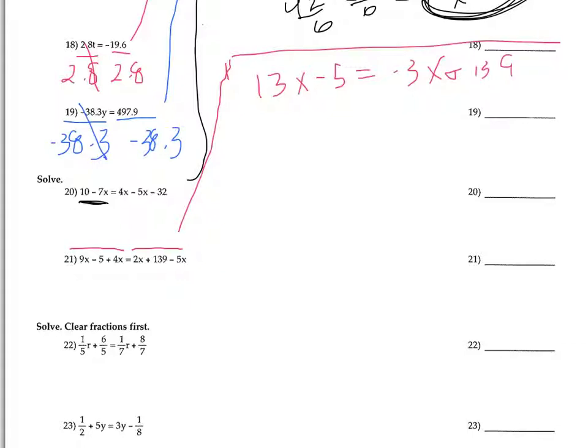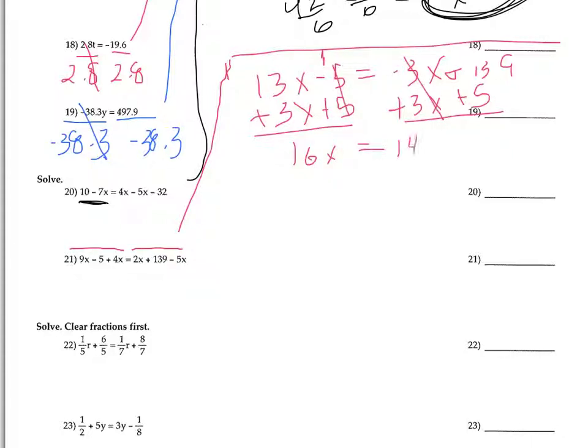Now, one thing that we can do is this. If we want to get our variables to one side and our numbers to the other side, we can kind of do this in one step as well. So here, if I want to get my variables to the left, I can add 3x. Similarly, if I'm getting my variables to the left, I want to get the numbers to the right, so we need to get rid of minus 5 right here, so we add 5. And so here, our 13 plus 3 is 16x. Our 5's cancel. Here, our 3x's cancel. We get 149. So the last thing to do here is divide by 16.